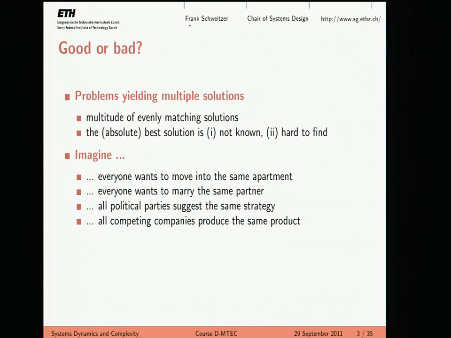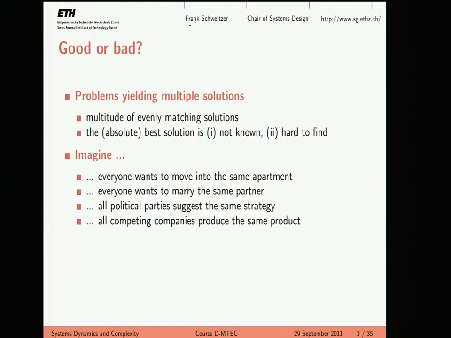So if you imagine this, then probably you can expand this list, but this is just an example of what may happen. Everybody would like to move into the best apartment, to marry the same woman or man, or somewhere in between, I don't know. I mean, I've seen things. All political parties, no offense, would like to make the same argument. We would know what the best political system is. We would have the same products and things like this. So you can expand this list by yourself. If there are no multiple solutions available, this is what's going to happen.